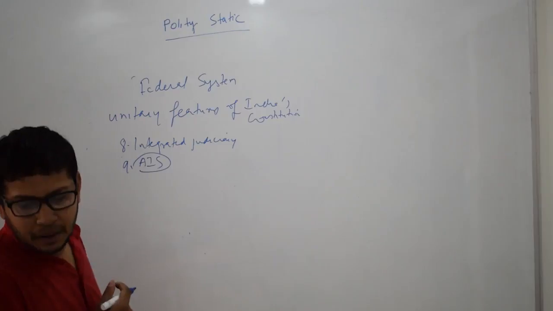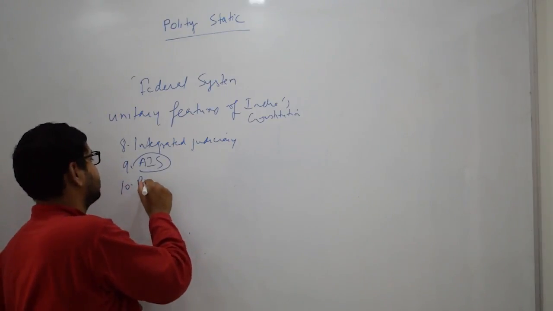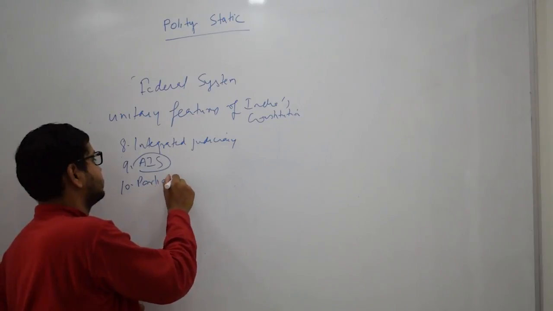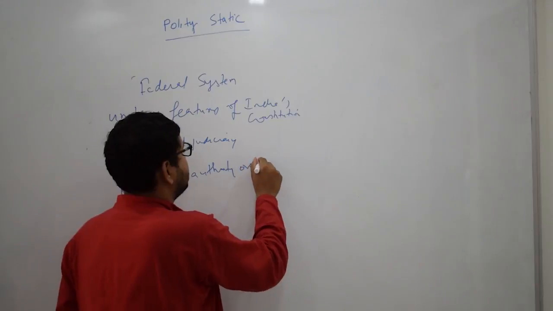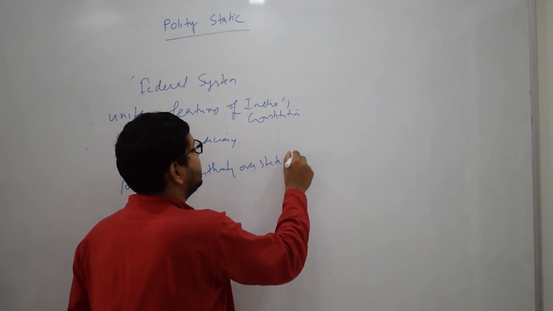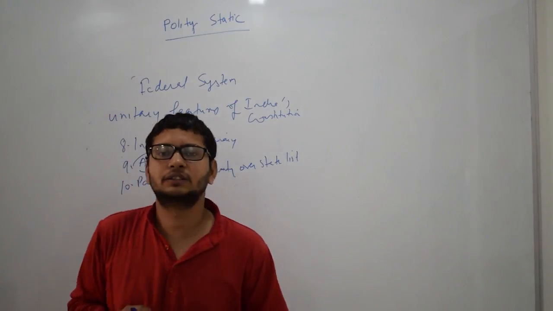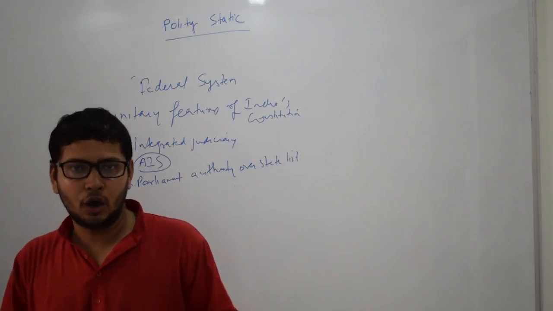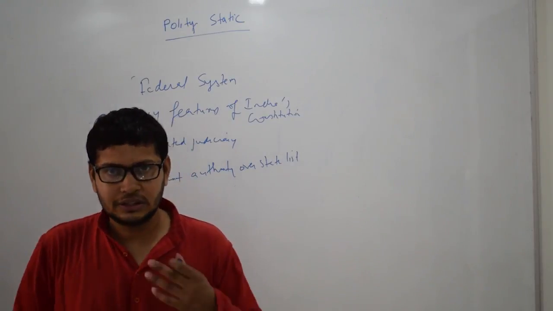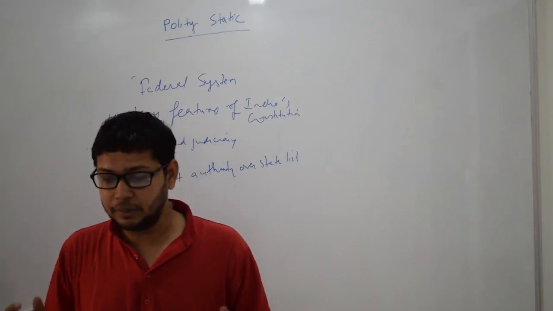Next is parliamentary authority over state list. In Article 249, it's written that Rajya Sabha can pass a resolution, and after that, the Parliament can make a law on state list also. So this again gives too much power to the central government or the Parliament.